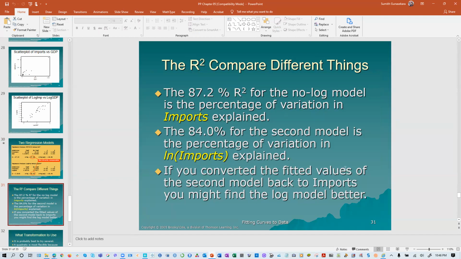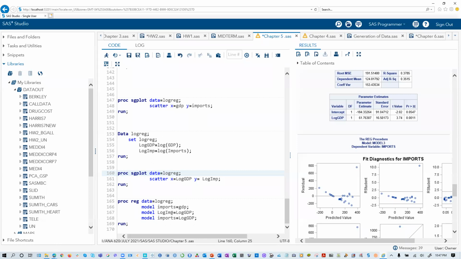If you converted the fitted values of the second model back to imports, you might find the log model better. That's what they were saying here. That means they say don't do this one. They say don't do log on the imports, just take it without log and then compare and see how these two are going to be. Which one is going to be the best? Compare with not that guy.